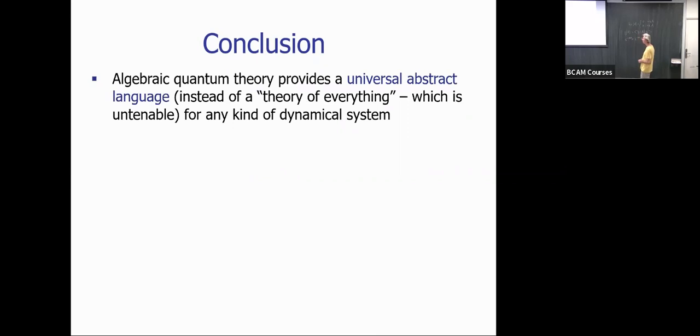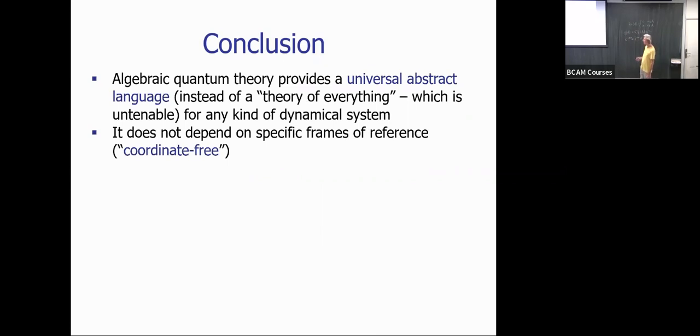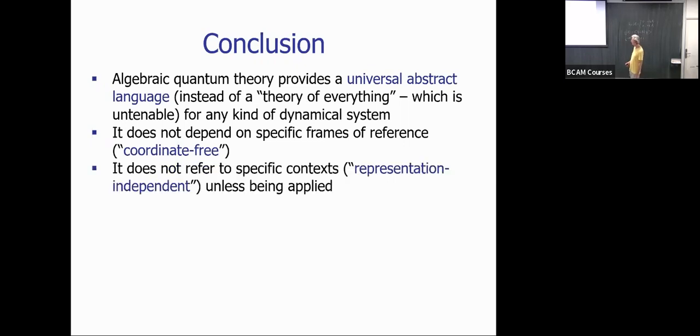So this is now my final conclusion, that algebraic quantum theory, of course, does not provide a theory of everything or the grand unified theory or something like that. This is not the case. But in fact, it provides a universal abstract language for describing all these different kinds of systems. It does not depend on specific frames of reference, so it does not depend on coordinates that are usually selected in a Hilbert space description. It does not refer either to specific context, so it is also representation independent, unless one needs a representation for a particular application.